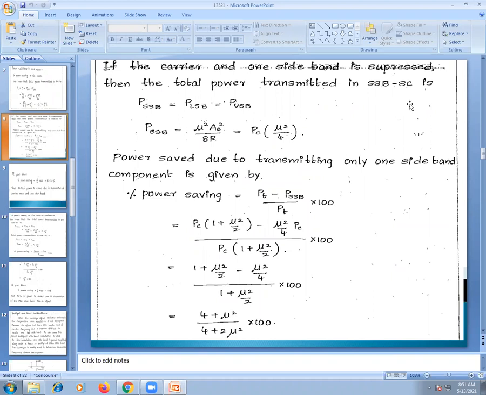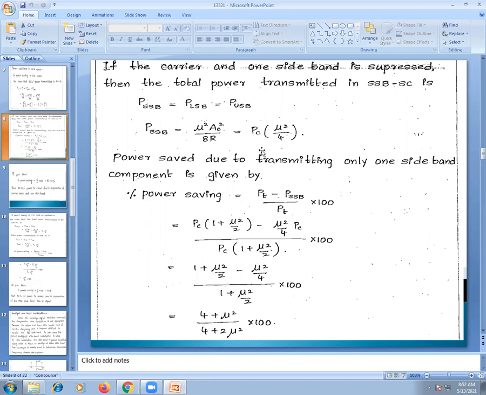SSB-SC, single sideband suppressed carrier. That is, the power of SSB is equal to the power of the lower sideband, or the power of the upper sideband. So that means only a single sideband is there now. Now the power of single sideband is equal to M square AC square by 8R.